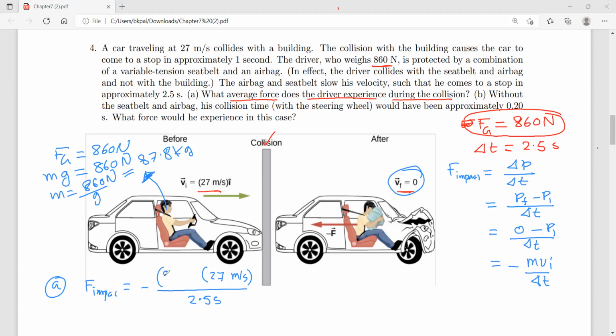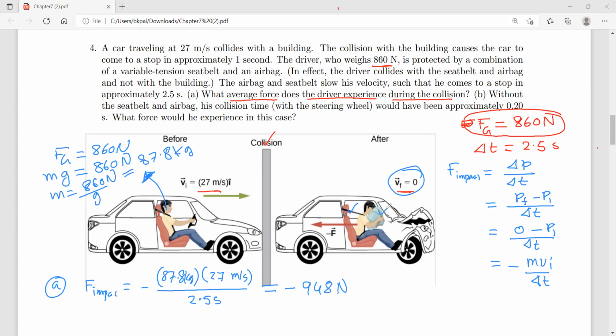So plug in this value, 87.8 kilogram, and you get negative 948 Newton. Okay, so negative 948 Newton is the impact force. So it's not that bad in that sense. Here the seat belt and the airbag help the driver not to get a huge impact.